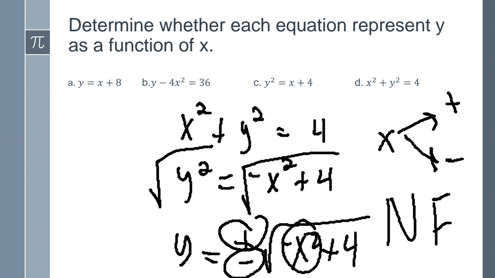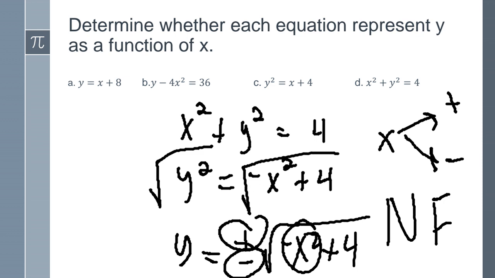Otherwise, we would have to solve these algebraically, and my recommendation would be to solve for y first, and then ask yourself: if you put in a negative value, do you only get one answer? If you put in a 0, do you just get one answer? If you put in a positive, do you just get one answer?